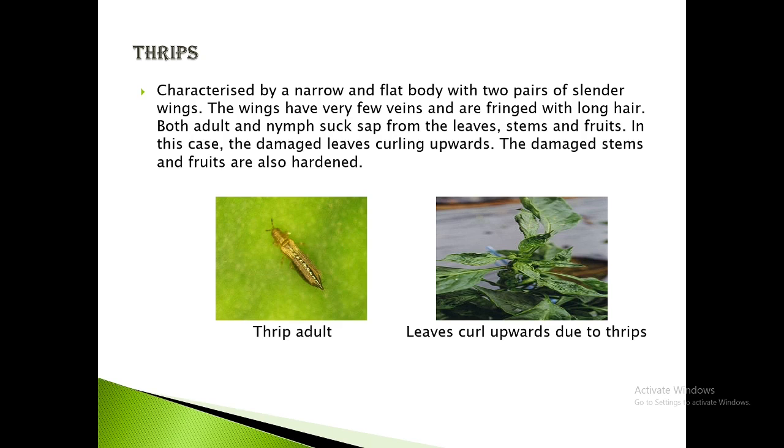The next disease is thrips, characterized by a narrow and flat body with two pairs of slender wings. The wings have very few veins and are fringed with long hair. It sucks sap from the leaves, stem and fruit. In this case, the damaged leaf curls upwards. The damaged stem and fruit are also hardened.